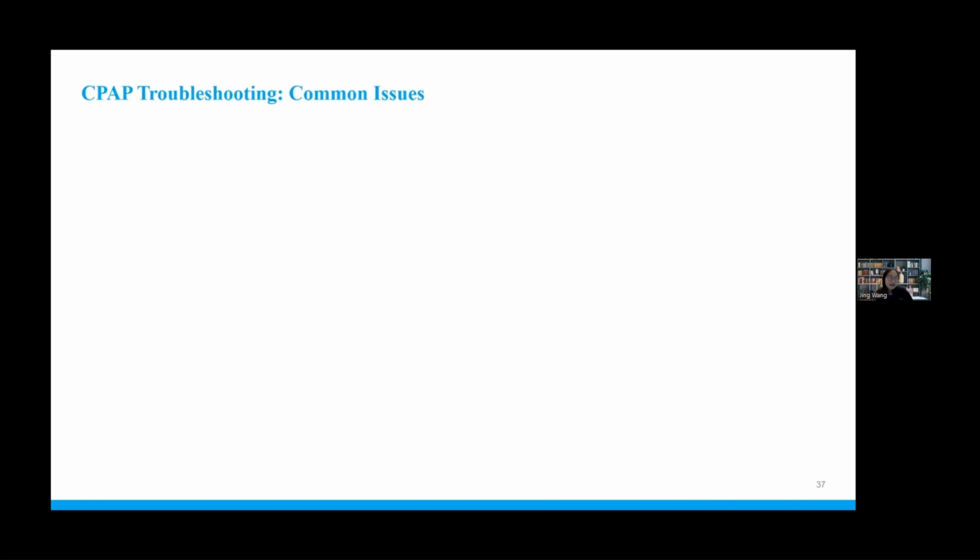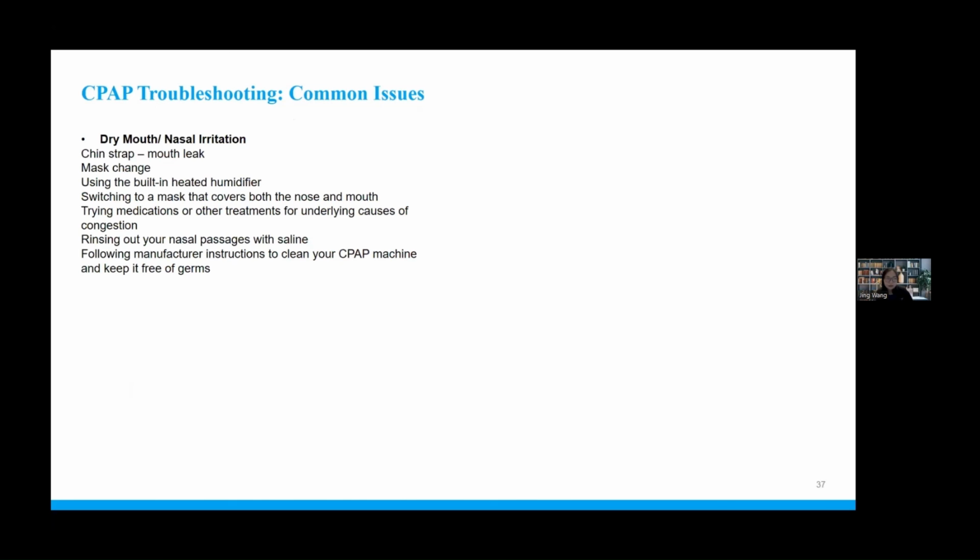And then, towards the end, I just wanted to put up some CPAP troubleshooting in case patients come to the practice and have questions. Common complaints are dry mouth and nasal irritation. You really want to make sure the mask is fitting correctly. You can consider using a chin strap if the patient has a nasal mask. Again, use a humidifier, and try medications that help with the underlying cause of congestion, like nasal rinses and nasal sprays, and make sure the patients are cleaning their machines appropriately.